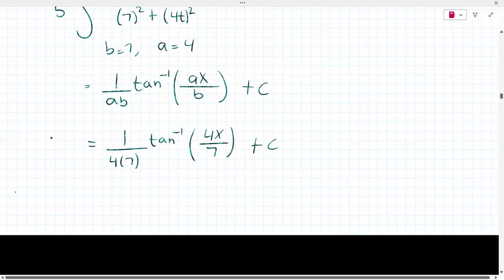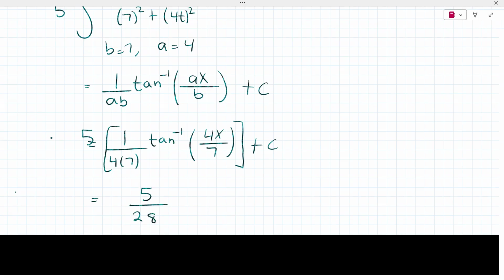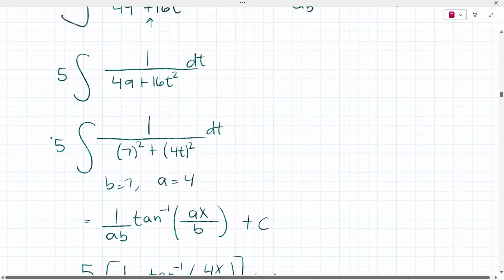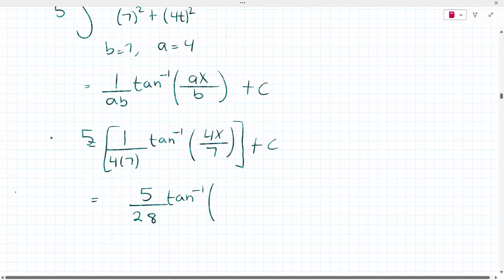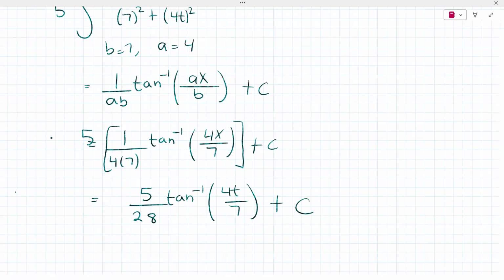And also don't forget we took out a 5. The final answer is going to be 5 over 28 tan inverse of, oh, we're not in x's, we're in terms of t's, so instead of 4x, it's going to be 4t. Okay, there's your final answer.